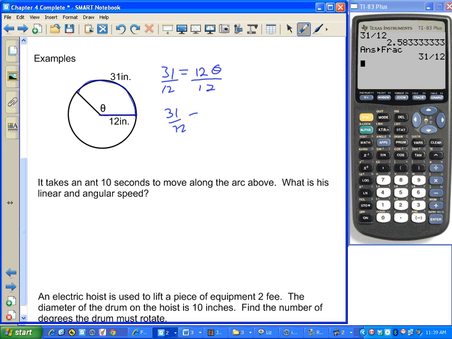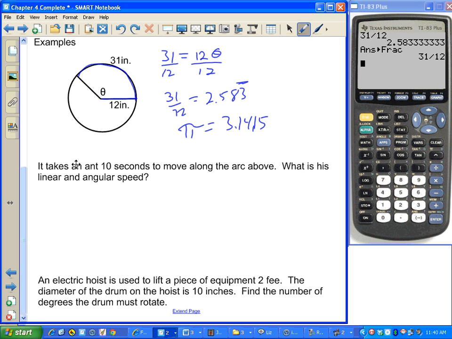So I get 31/12, which is 2.583 repeating. Now, pi is 3.1415. So this is less than pi, because remember this angle would be pi. So it is less than that. So that's kind of a good way to check your answer.